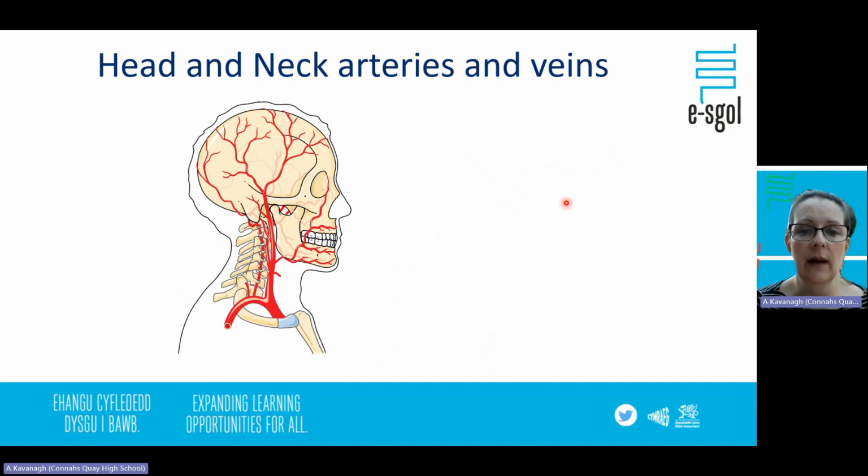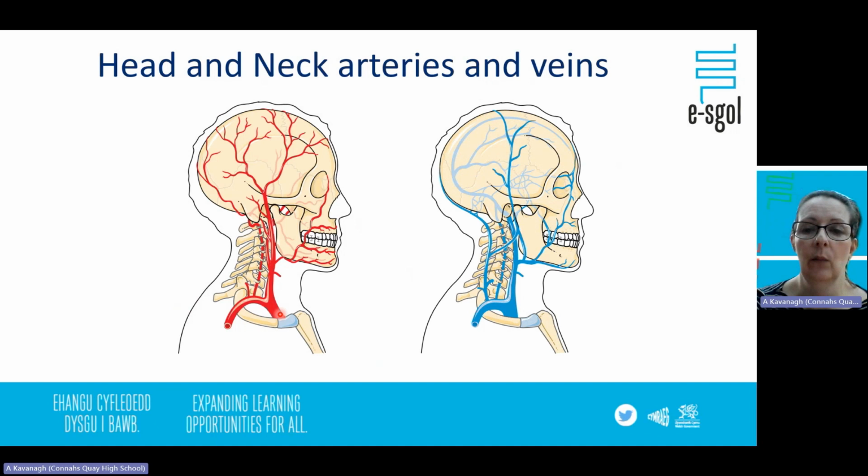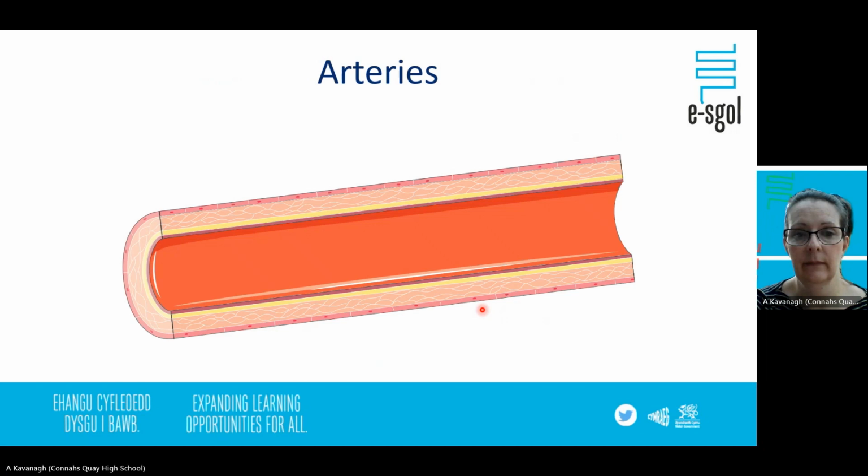So this first diagram shows us the arteries in our head and our neck, and you can see how branched they are and how important they are in transporting oxygenated blood, certainly here around our brain and other parts of our head and neck area. Similarly, we have a network of veins that are collecting deoxygenated blood in order to return that to our lungs to collect oxygen.